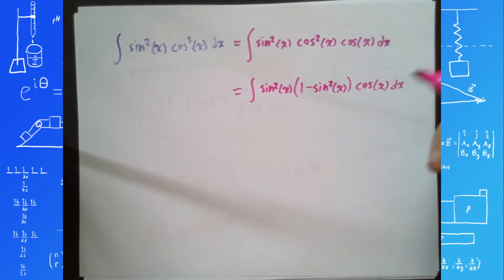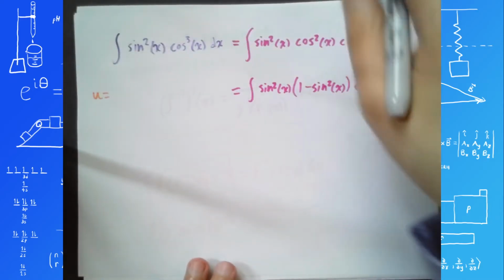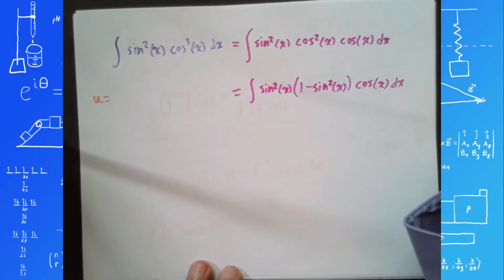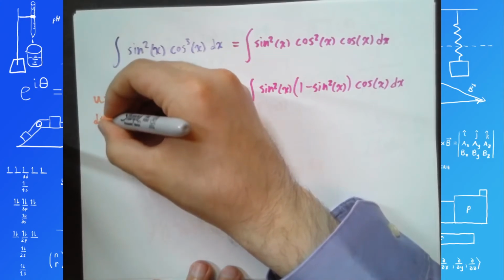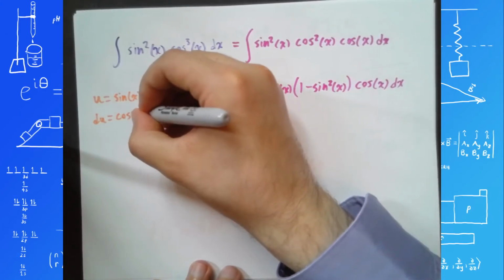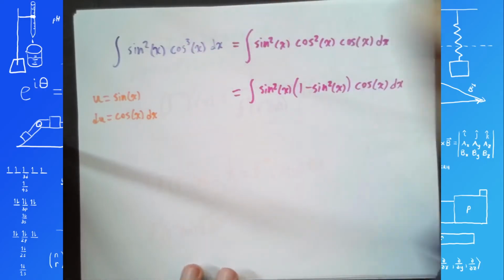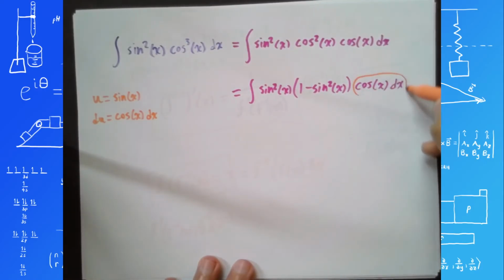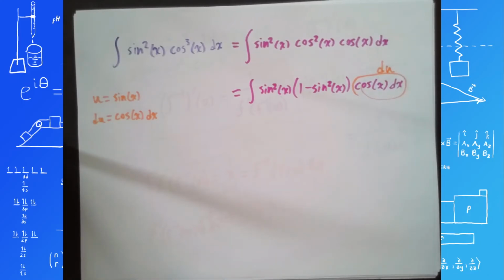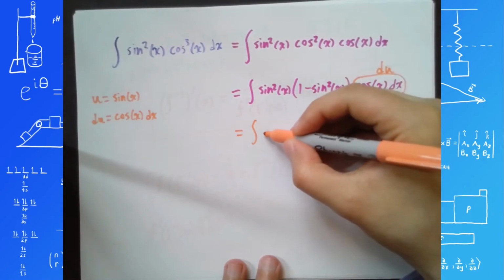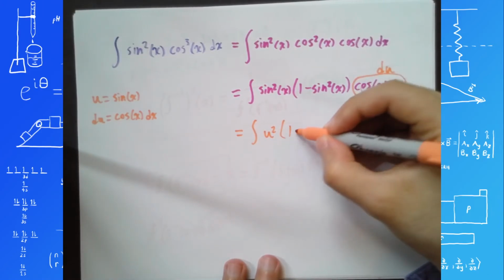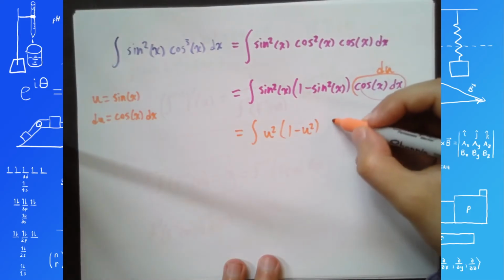And then I'm going to do the following u substitution. u equals sine of x, du equals cosine of x dx. Okay, cosine of x dx, there's my du. And then all of those sines just become u's. So we get the integral of u squared times 1 minus u squared du.